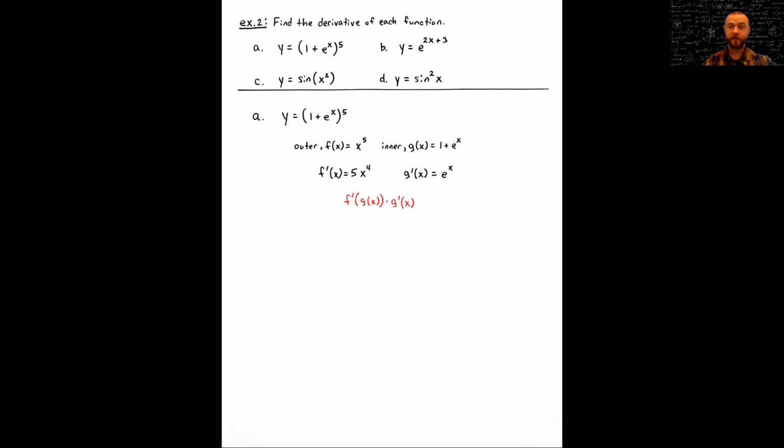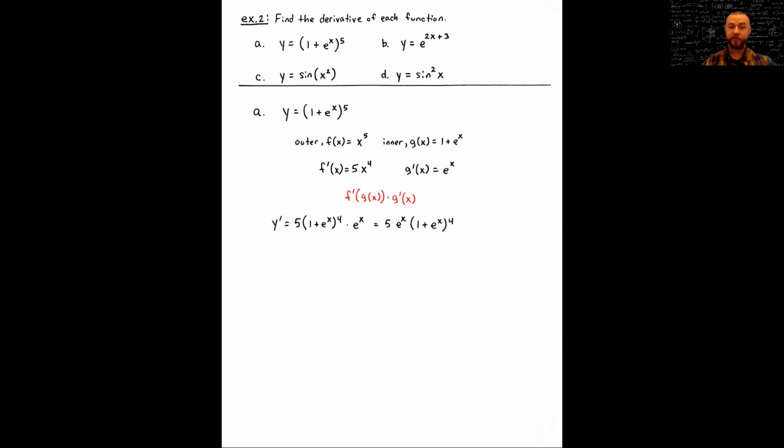All right, so we just plug our information into one another, g of x being plugged into f prime. We get our derivative here. F prime of g of x becomes 5 times 1 plus e to the x raised to the fourth power. And then g prime, e to the x, is what we're multiplying by at the end there. Okay, and the last version written is just rearranging some of the factors, pulling the factor of 5 and e to the x out front, just to clean it up a little bit.